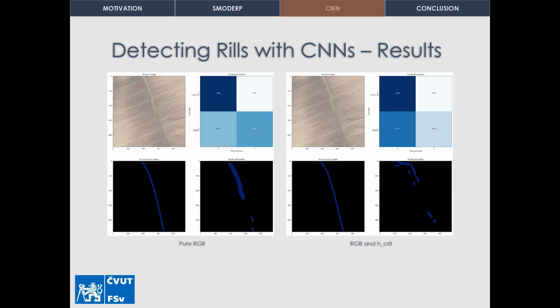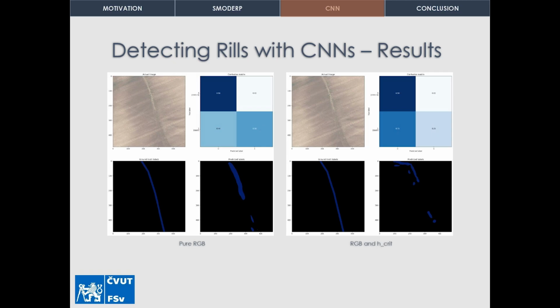This is some visualization of the results. So this is the input aerial imagery, RGB. This is the label, and this is the prediction from the CNN. This is the confusion matrix, and there are some numbers that you cannot see. And this is pure RGB. This is with H-grid. So we can see the rail, that it's this thing.